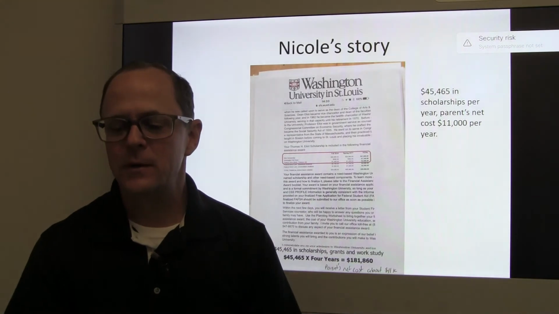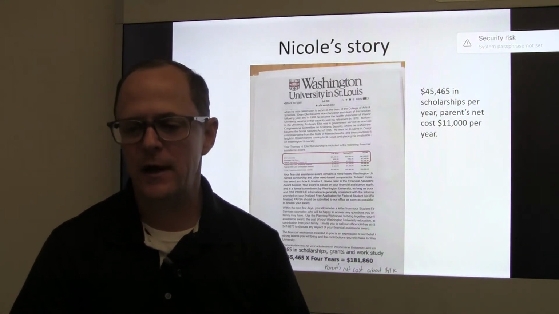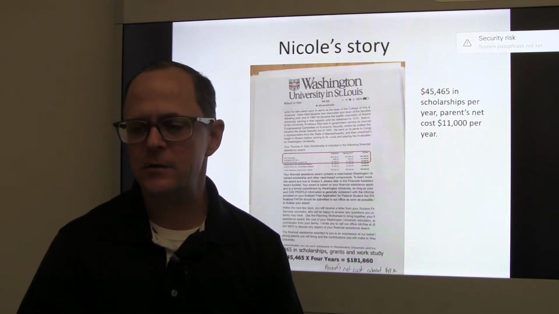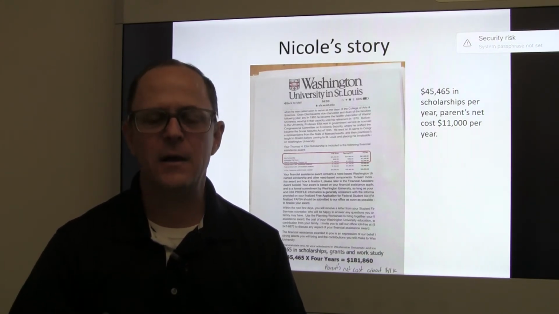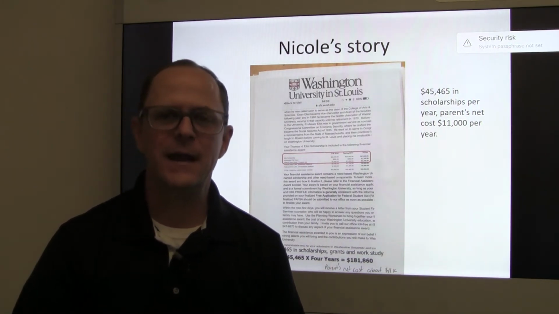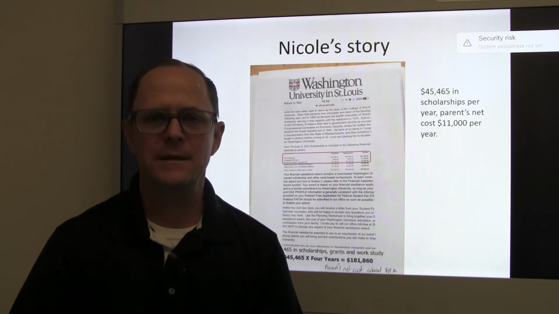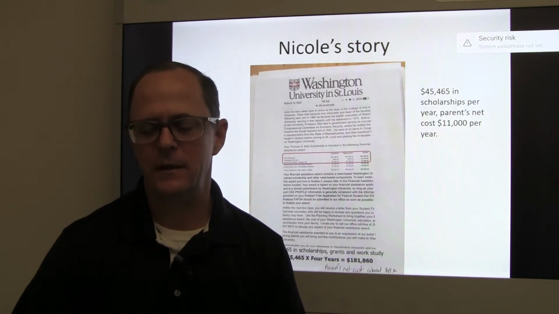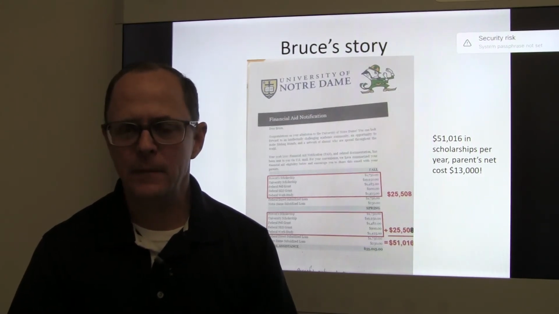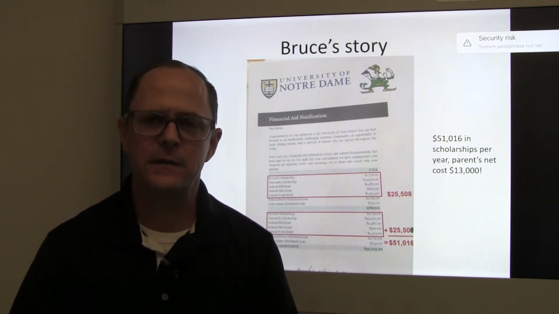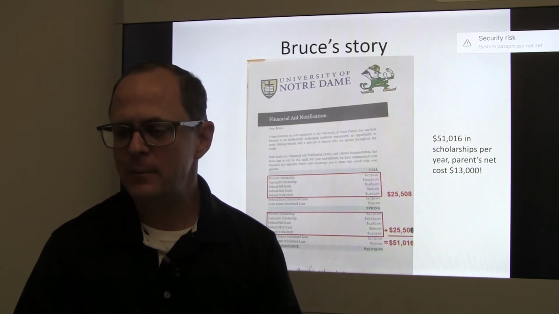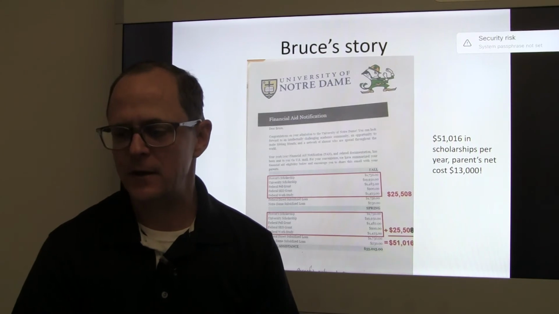Here's another example. Nicole is currently a senior at WashU. She was offered $45,465 in scholarships. When we add that all together, that's $181,000 in scholarships. Parents' net cost for her to go to that school was $11,000 per year. That's amazing. Bruce is going to Notre Dame, and Bruce is currently in his senior year. Bruce was offered $51,000 in scholarships per year, and parents' net cost $13,000.